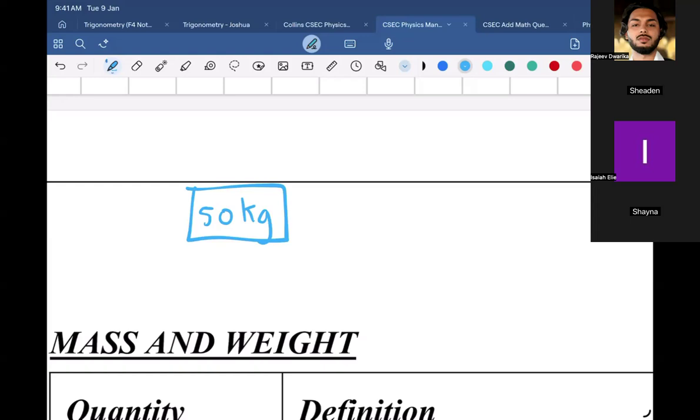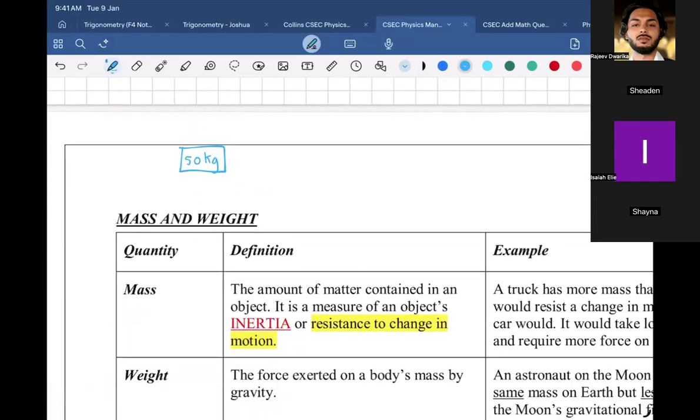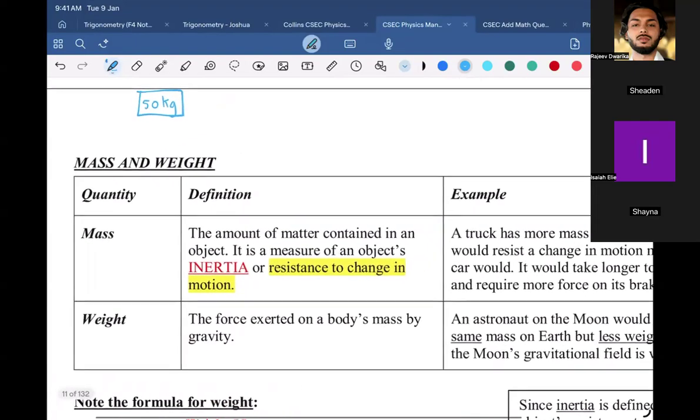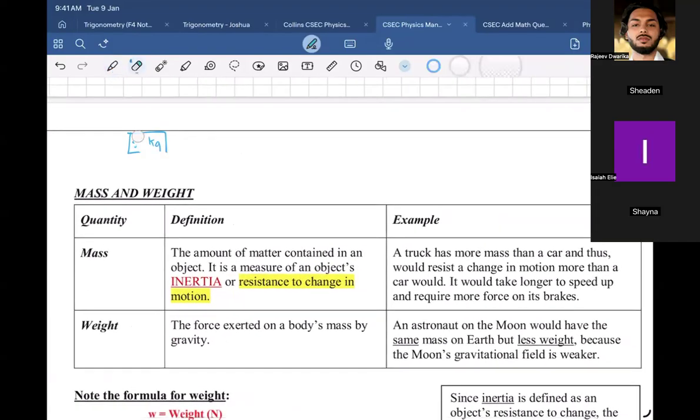And again, mass is just the amount of matter in a body. Weight is the force exerted on an object by virtue of gravity and the object's mass. Hence, weight is equal to mass times gravity. Mass would be equal to weight over gravity. So I think you all need to copy this down.